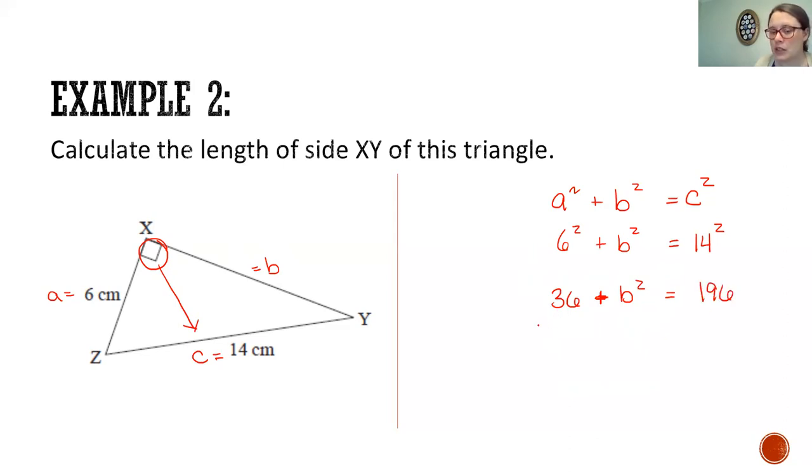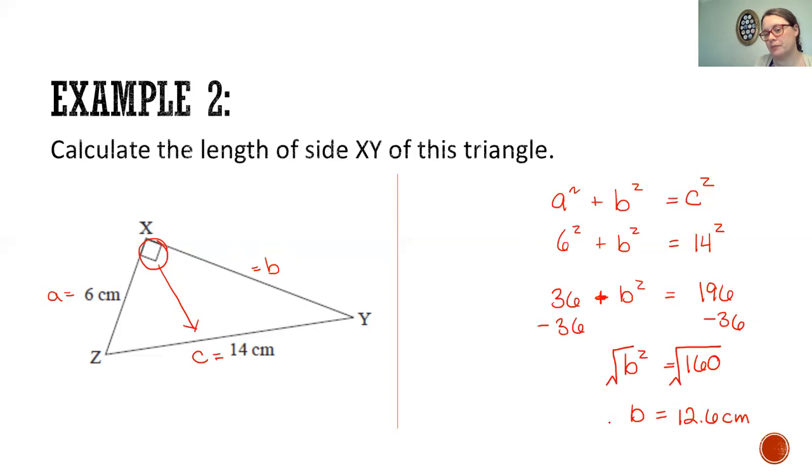We need to move the 36, so we subtract it. Whatever we do to one side, we do to the other. And we are left with b squared is equal to 160. Take your square root to find out just b. B is equal to 12.6 centimeters. So the length of side XY is 12.6. Okay, so pretty straightforward.